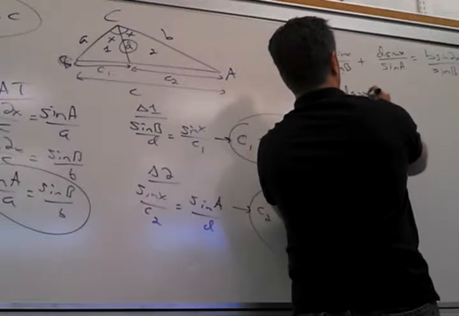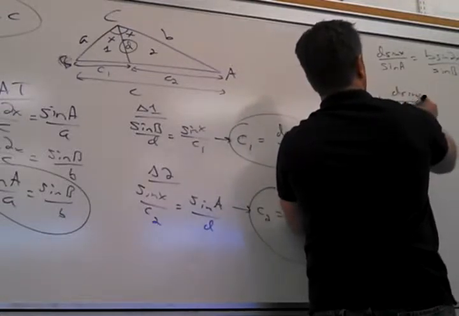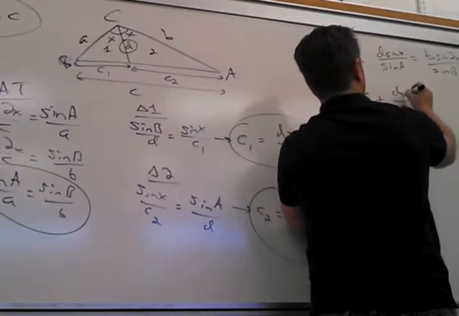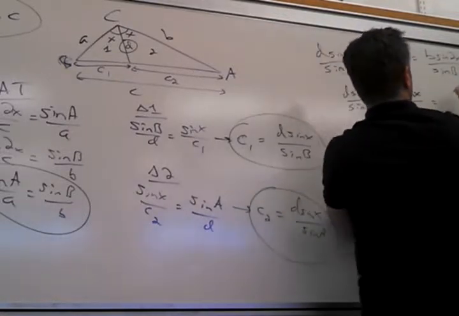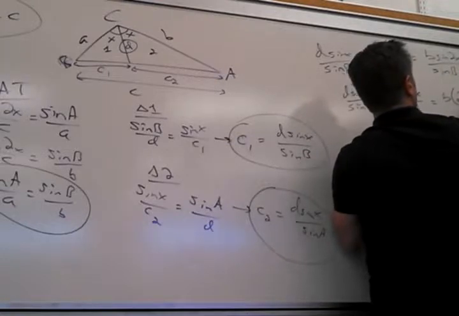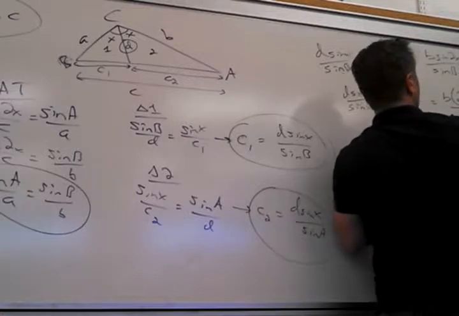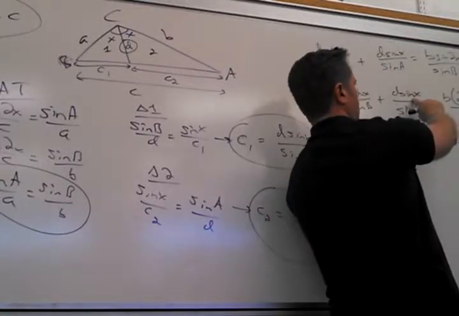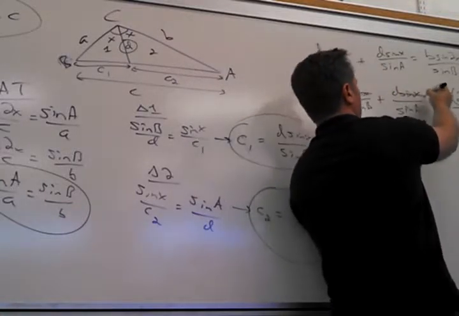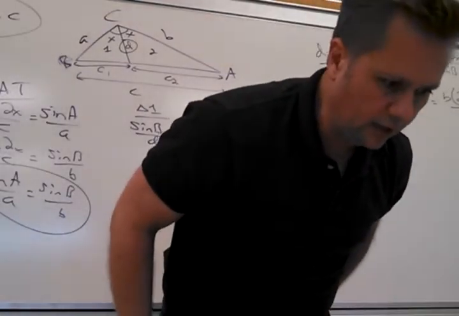d sine x over sine b plus d sine x over sine a equals, how do you rewrite sine 2x? 2 sine x cosine x. And what happens with the sine x's? They cancel. Now look at where we are: 2 cosine x b. Okay, that looks a lot like the answer.